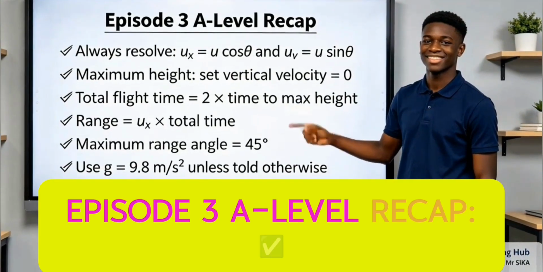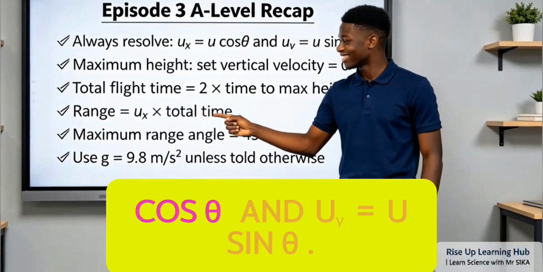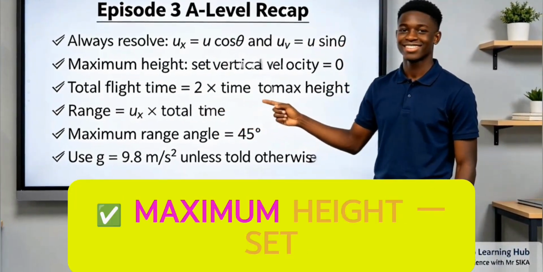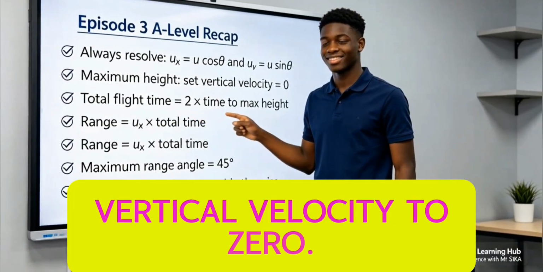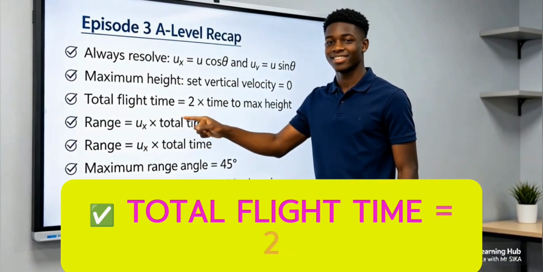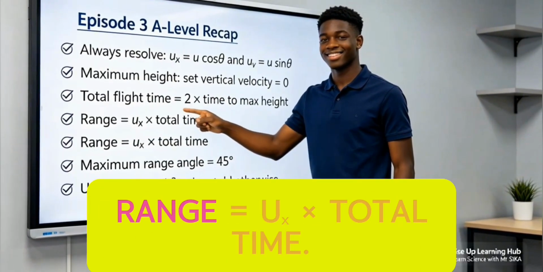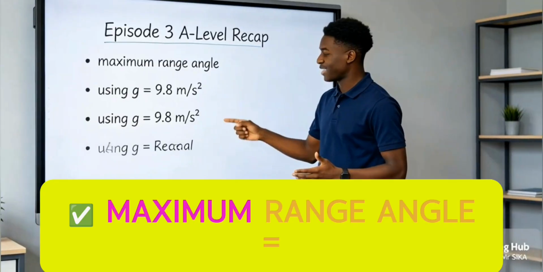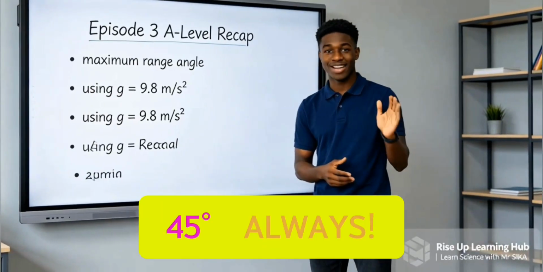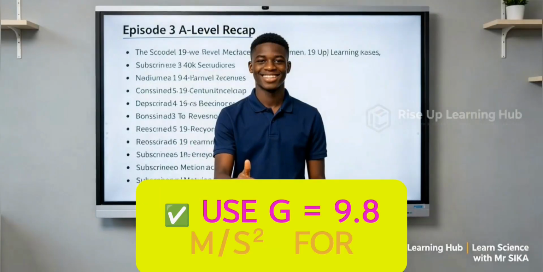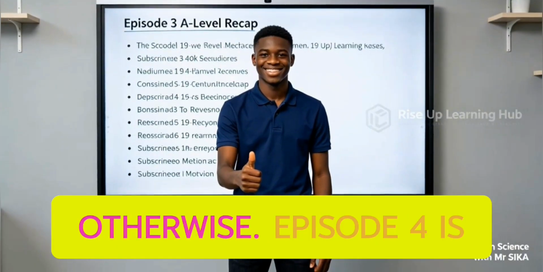Episode 3, A-level recap: always resolve ux = u cos theta and uy = u sin theta. Maximum height, set vertical velocity to 0. Total flight time, 2 x time to max height. Range, ux x total time. Maximum range angle, 45 degrees, always. Use g = 9.8 meters per second squared for A-level unless told otherwise.